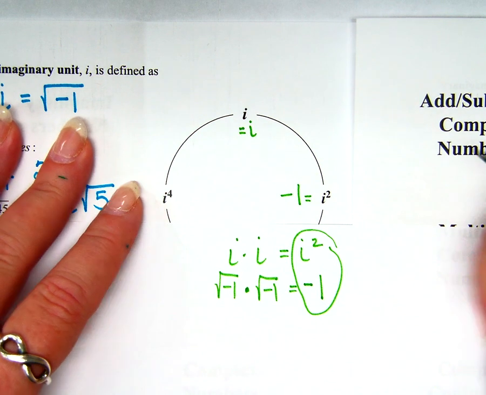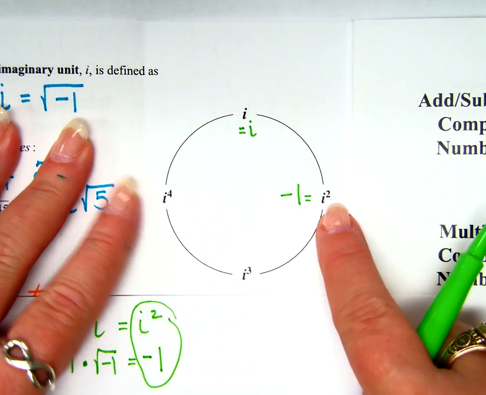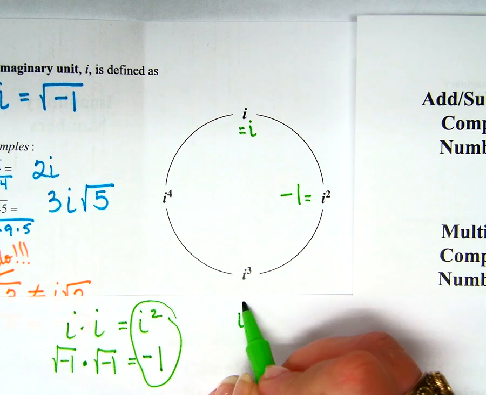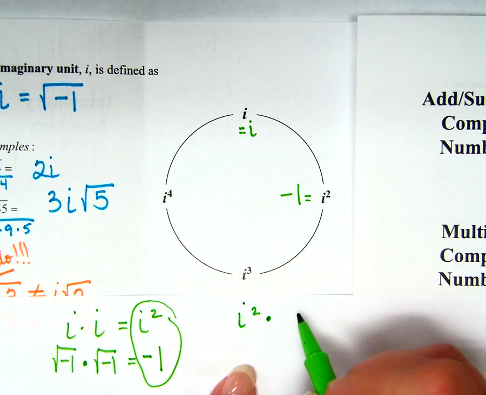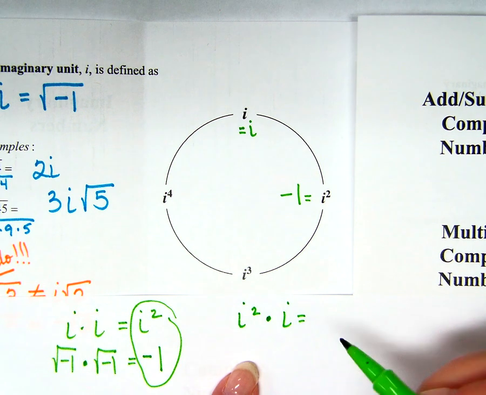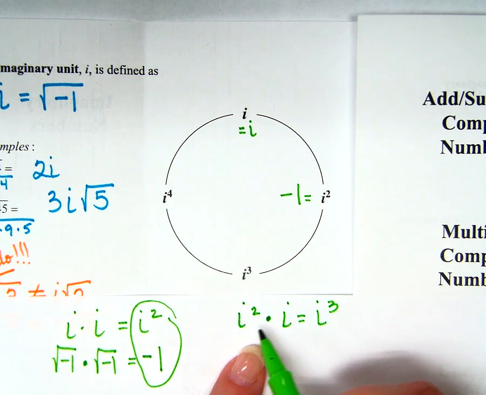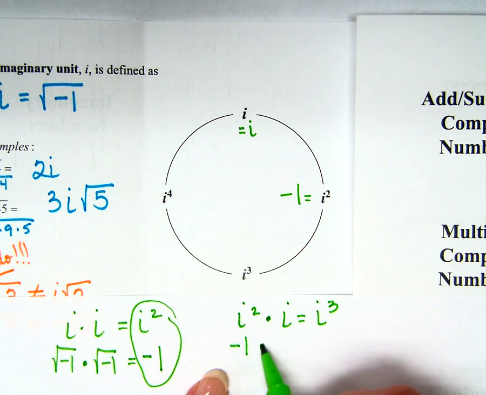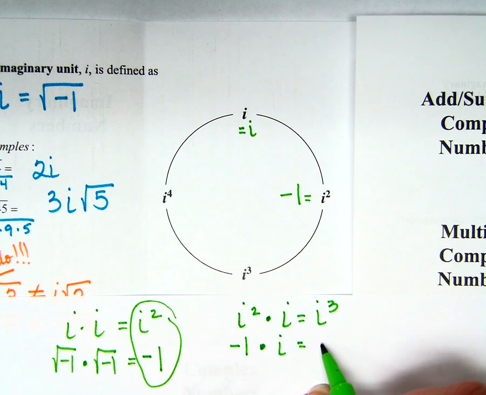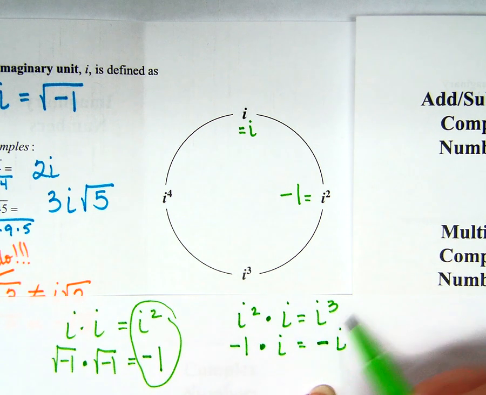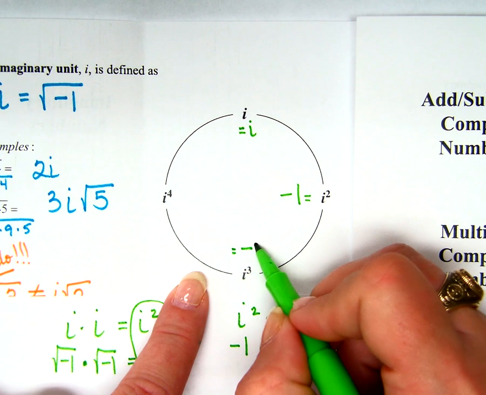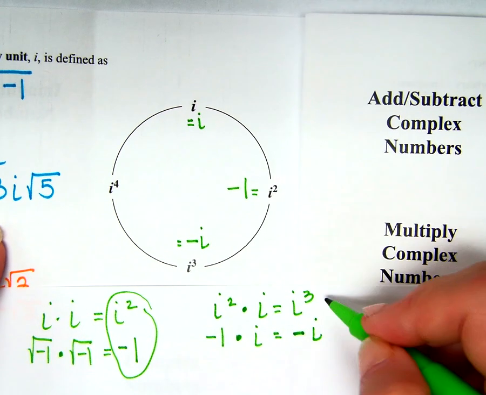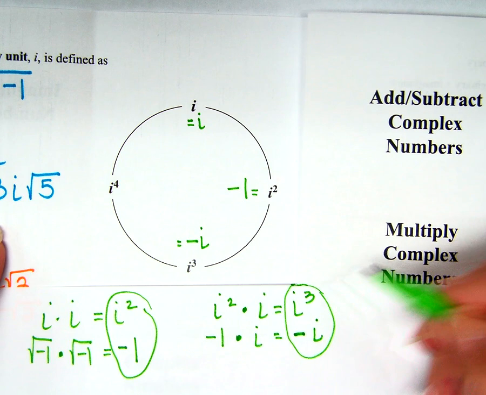So i squared actually equals negative 1. Okay? Well, how do I get from i squared to i cubed? i squared times i, right? That gives me i cubed. Well, what did we just decide i squared equaled? Negative 1. What's negative 1 times i? Negative i, right? Or negative 1i. So i cubed actually equals negative i.